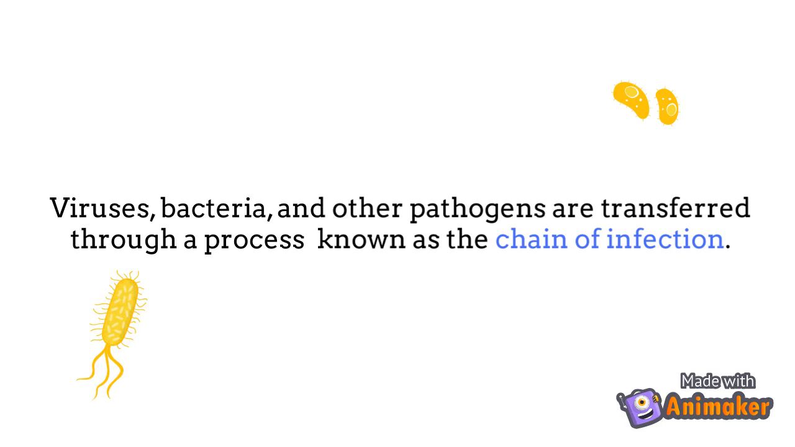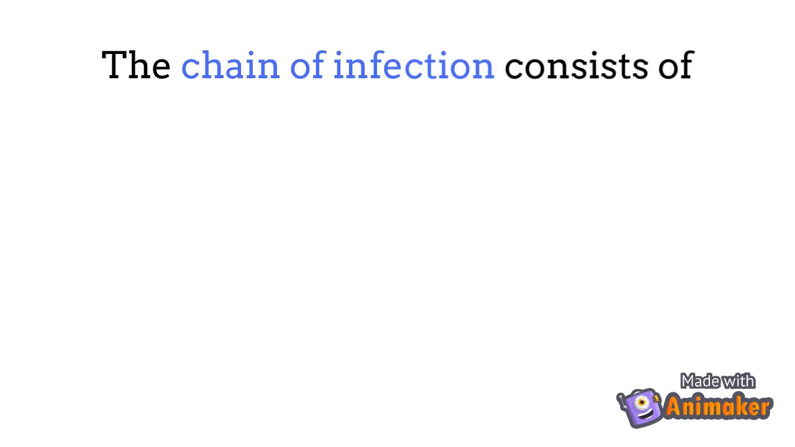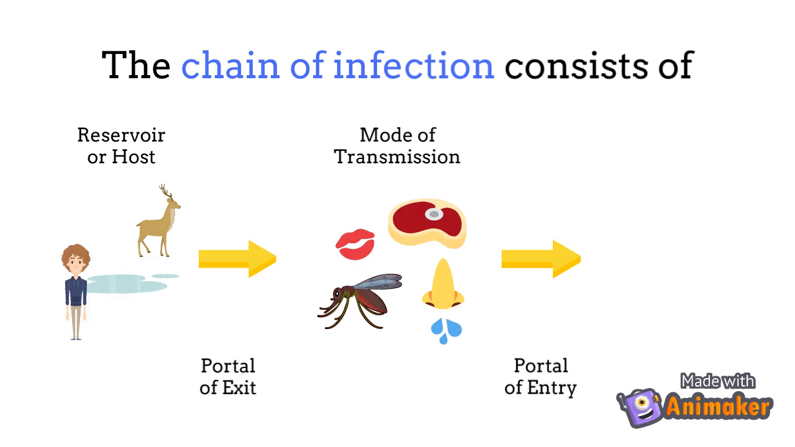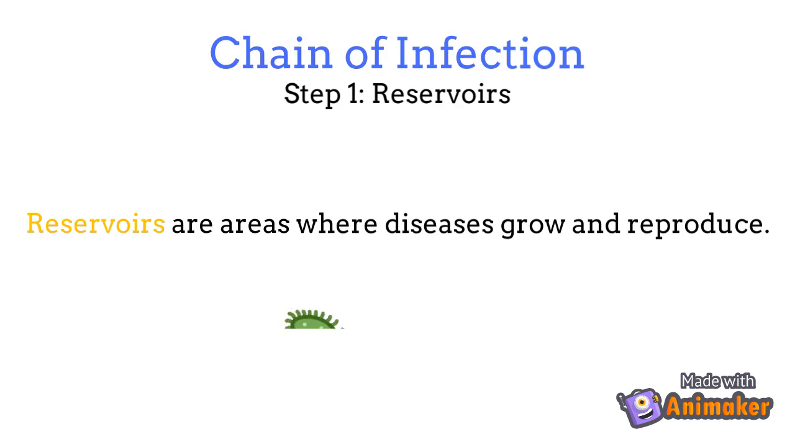Viruses, bacteria, and other pathogens are transferred through a process known as the chain of infection. The chain of infection consists of the reservoir or host, portal of exit, mode of transmission, portal of entry, and susceptible host.